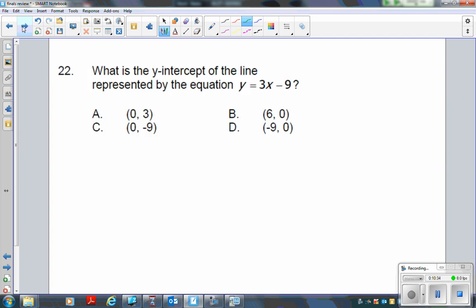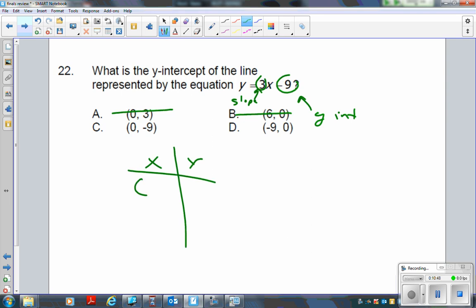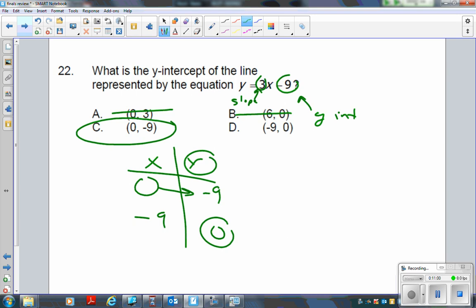We're looking for the y-intercept. Well, we always know that this number right here is the slope. So the y-intercept is always going to be this number. So this is kind of tricky because both of these have a -9. Well, remember, you always take the 0, and wherever it points at, this is where it's at. Since the 9's under the y, this is the y-intercept. Here, that's an x-intercept.